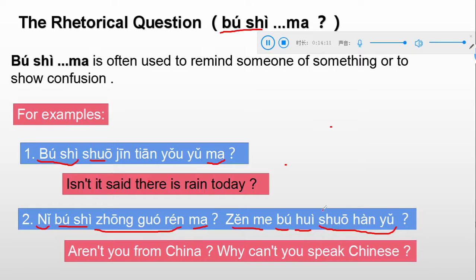Okay, so these two examples introduce how we use 不是吗 in Chinese. Example 1, 不是说今天有雨吗？ It means, isn't it said that there's rain today? Example 2, 你不是中国人吗？ Aren't you a Chinese person or aren't you from China? 怎么不会说汉语？ Why can't you speak Chinese? I think this is pretty easy. I mean the rhetorical question. How do we use 不是吗 in Chinese? I think this is not hard.